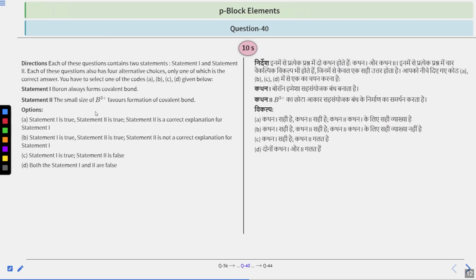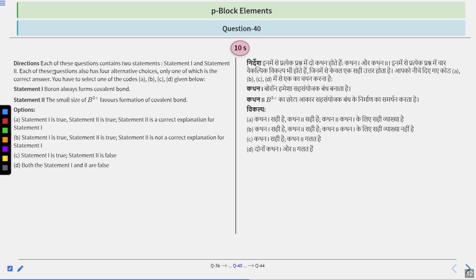Okay, let's move to the next question. Question number 40. Directions. Each of these questions contains two statements, statement 1 and statement 2. Each of these questions also has 4 alternative choices, only one of which is the correct answer. You have to select one of the codes A, B, C or D given below.